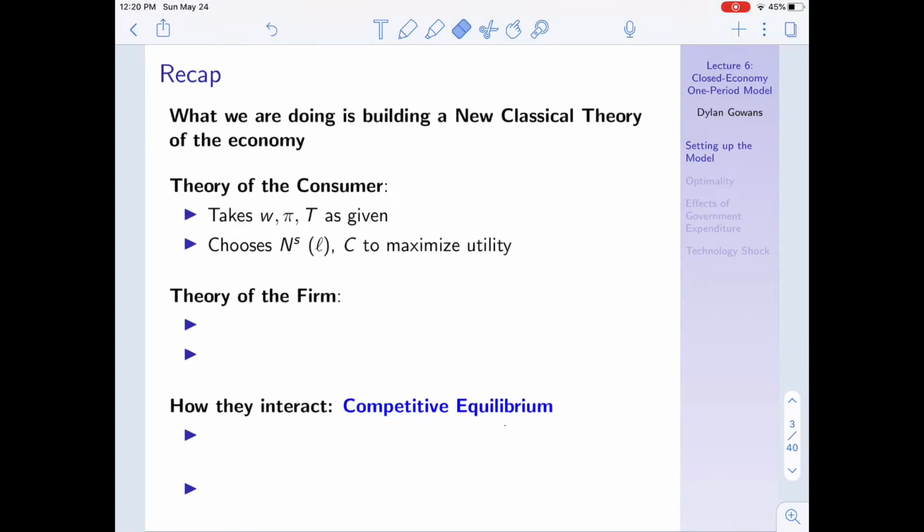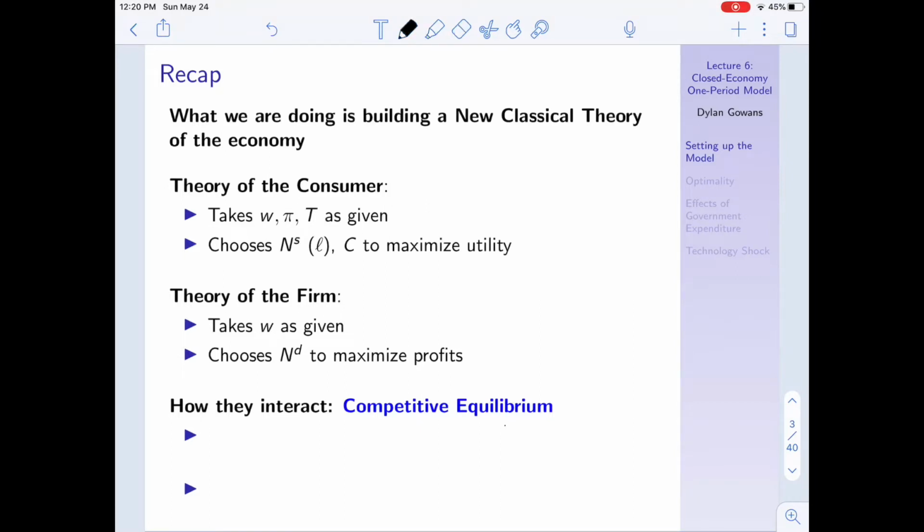And then what about the firm? Well, the firm also looks at prices in the market. So it also looks at W, the wage. It takes this as given, and then given that wage, it chooses labor demand to maximize its profits. So in both cases, we have the firm and the consumer looking at prices in the market, and given those prices, choosing what it wants to either supply or demand in the marketplace.